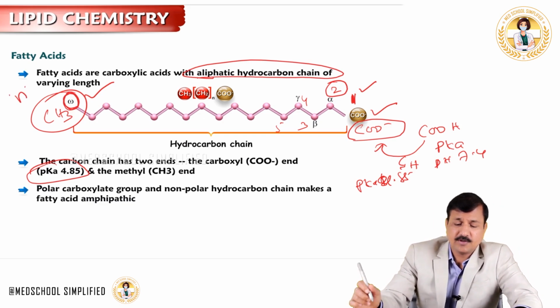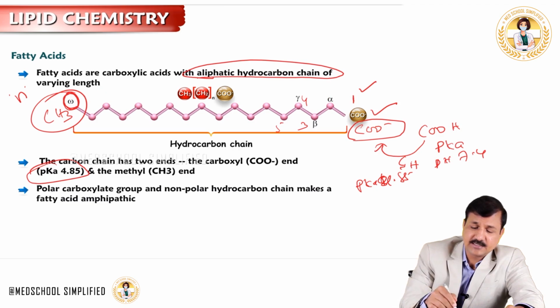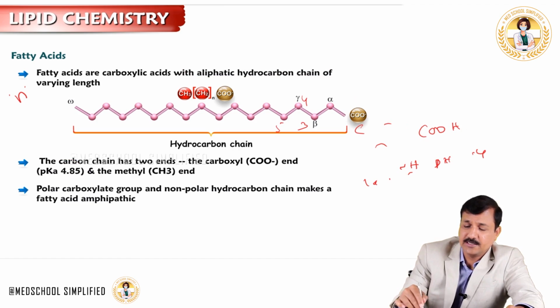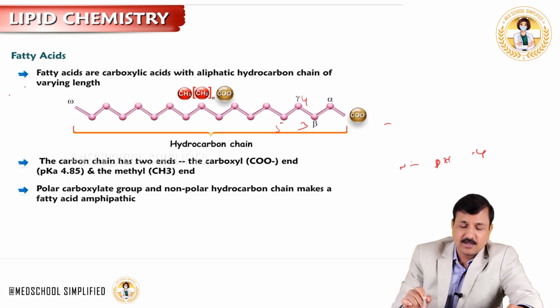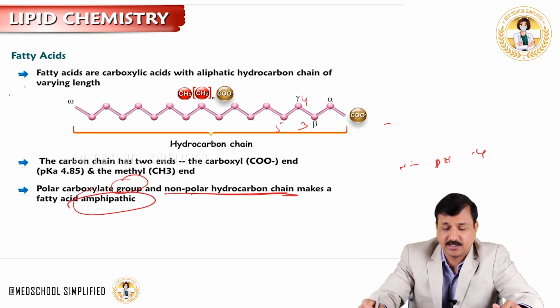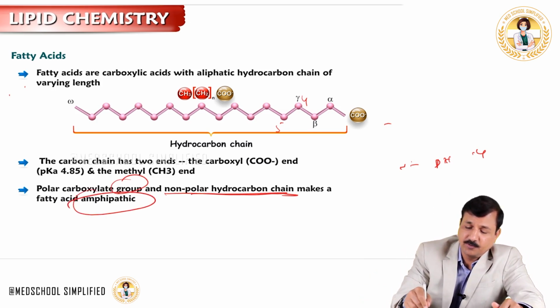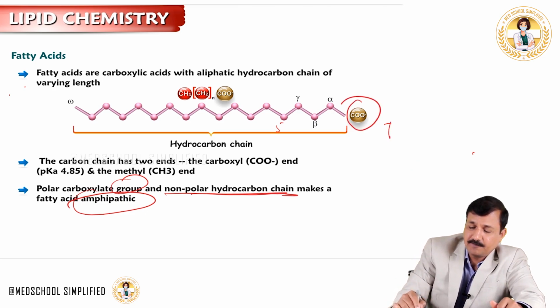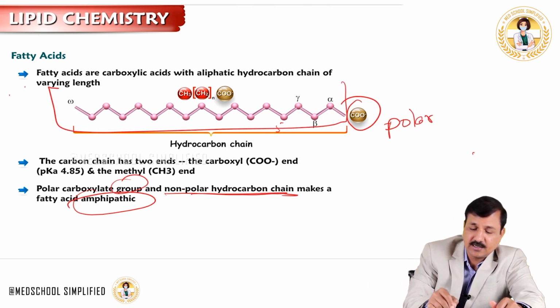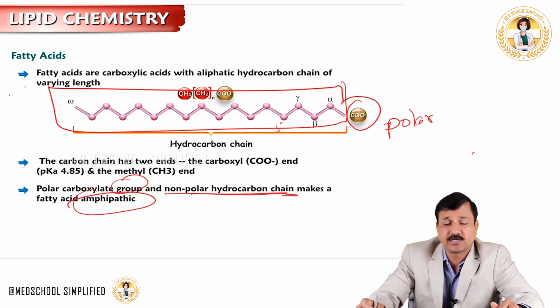Every fatty acid has a carboxyl end and a methyl end. The carboxyl end is COO minus and the methyl end is CH3. Now the polar carboxylate group and the non-polar hydrocarbon chain make the fatty acid amphipathic, because the carboxylate group, on the right side here in this fatty acid, is the only polar part in a fatty acid, and the rest is a non-polar hydrocarbon chain.